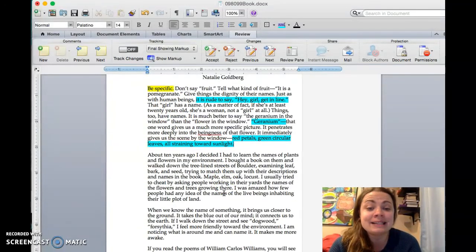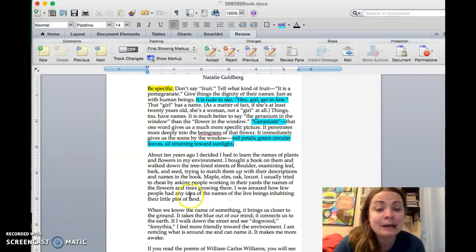About 10 years ago, I decided I had to learn the names of plants and flowers in my environment. I bought a book on them and walked down the tree-lined streets of Boulder, examining leaf, bark, and seed, trying to match them up with their descriptions and names in the book. Maple, elm, oak, locust. I usually tried to cheat by asking people working in their yards the names of the flowers and trees growing there. I was amazed how few people had any idea of the names of the living beings inhabiting their little plot of land. So the word inhabiting means living in their plot of land.